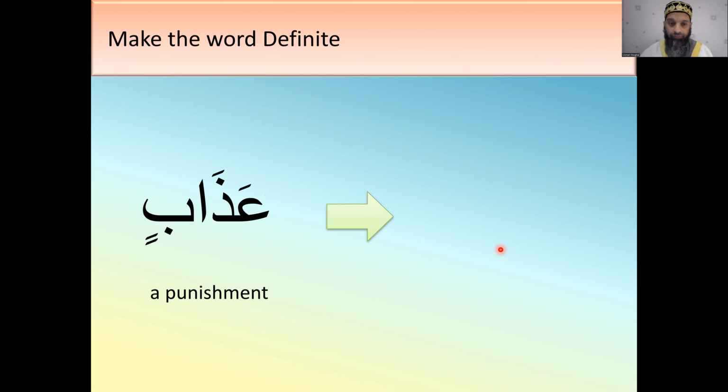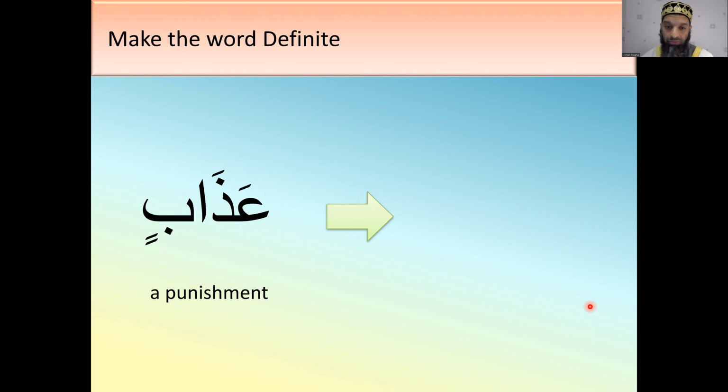Adhabin means a punishment. Why is it a punishment? Tell me, why does this translate as a punishment? Why not the punishment? Good. There's no al. Whenever there's no al, then it means a. So the a is because there's no al. It's just the word itself, the raw word, it's always a.